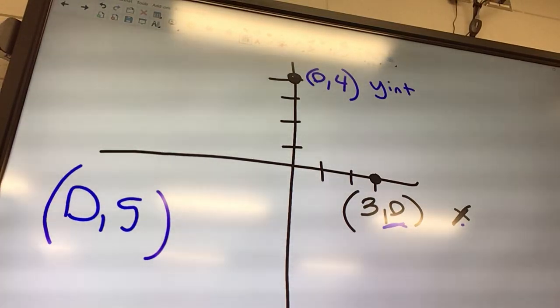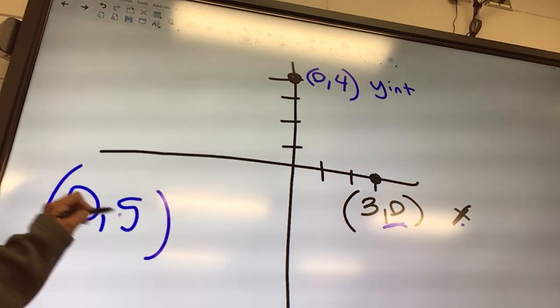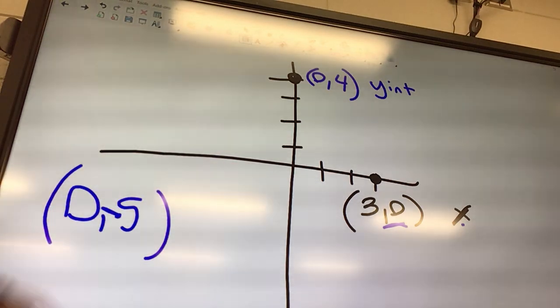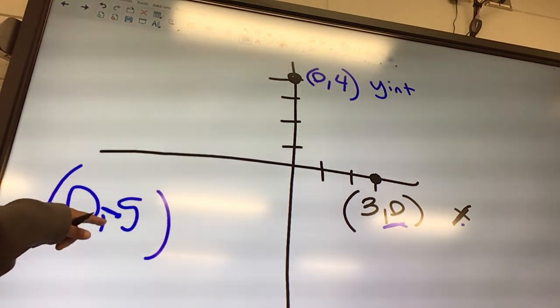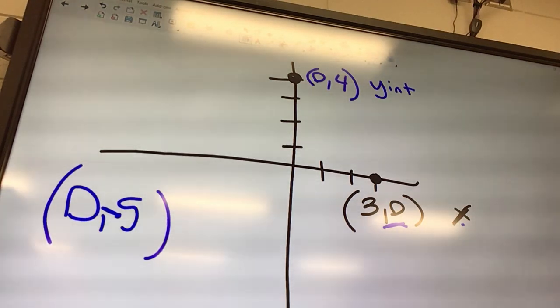Okay, let's start with the first one. So it says 0 what? 0, -5. Okay, so is this going to be an x or a y intercept? It's going to be a y-intercept. So you're going to say y equals -5. Is there any other zeros?